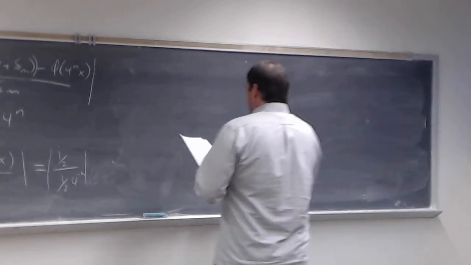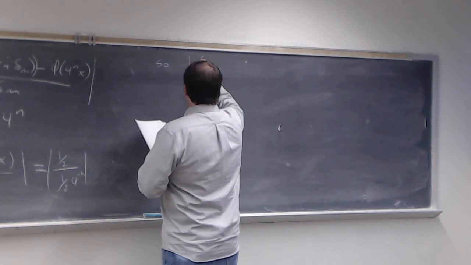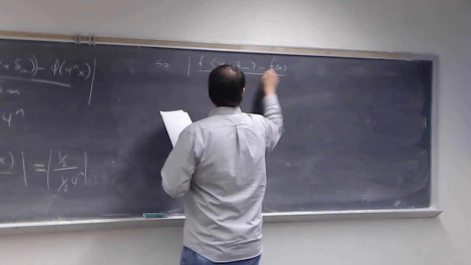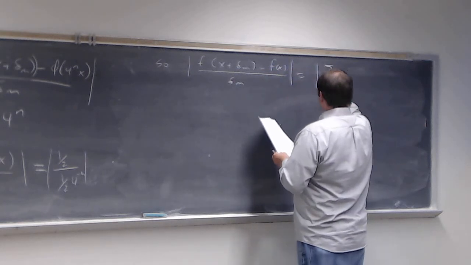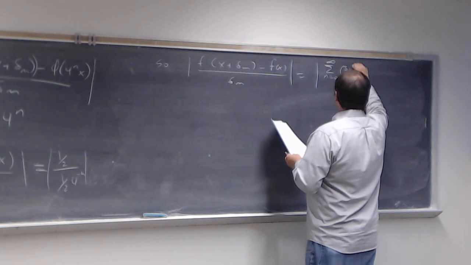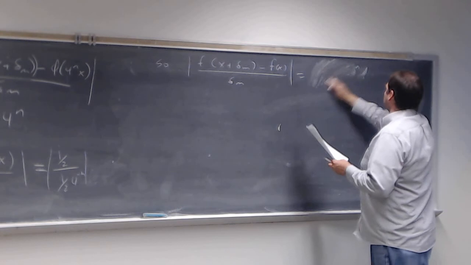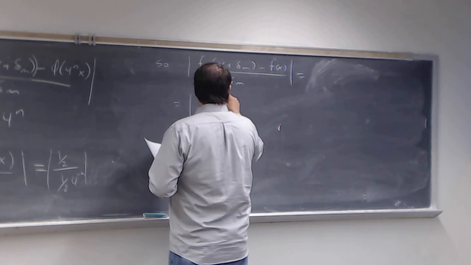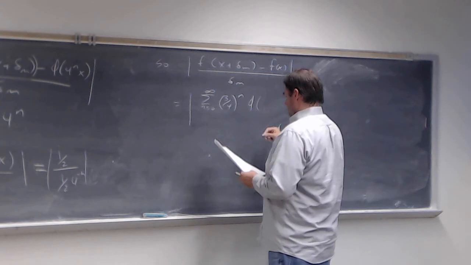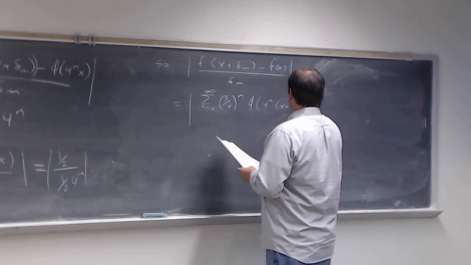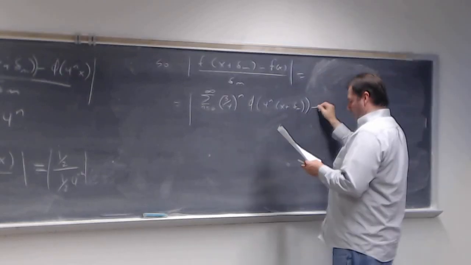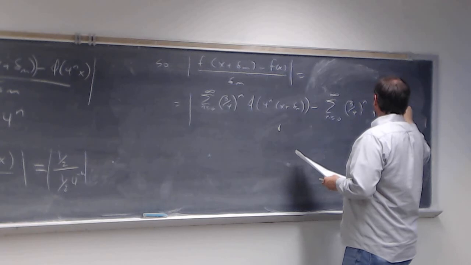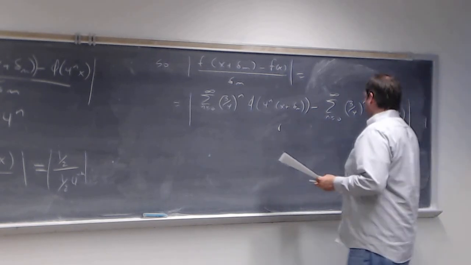Okay. So, that absolute value of f of x plus delta sub m minus f of x over delta sub m is going to be equal to the absolute value of the sum as n runs from 0 to infinity of 3/4 to the n, phi of 4^n times x plus delta sub m, minus the sum as n runs from 0 to infinity of 3/4 to the n, phi of 4^n times x, all over the delta sub m.